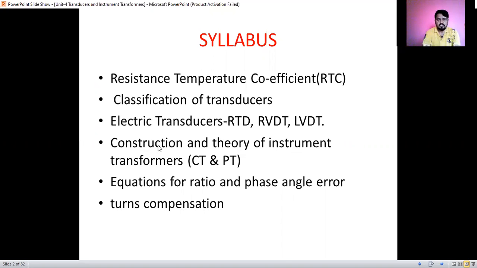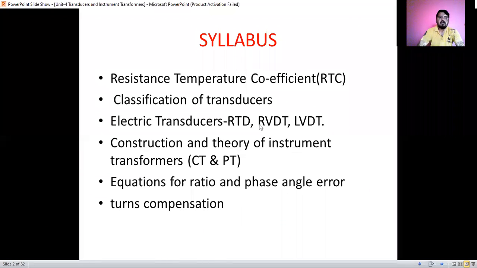Up to this part, RTD, RVDT, LVDT, belongs to the transducers, and the next part belongs to the instrument transformers, that is, current transformers and potential transformers.